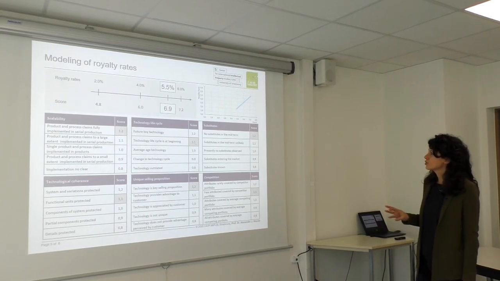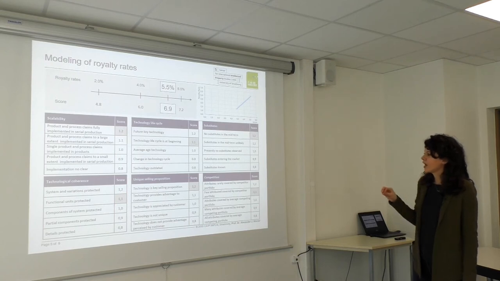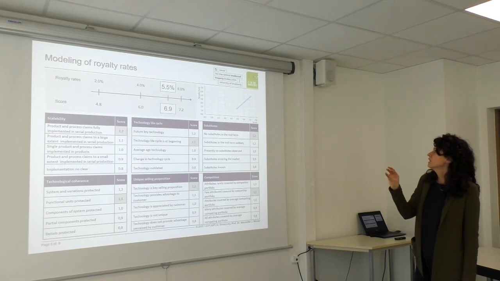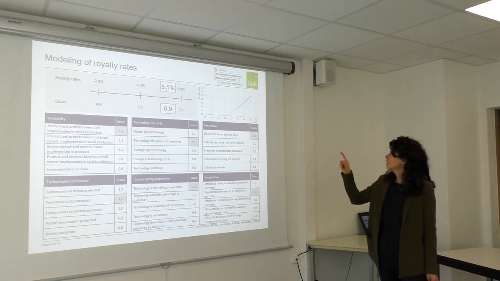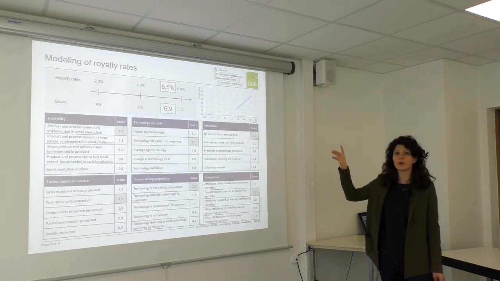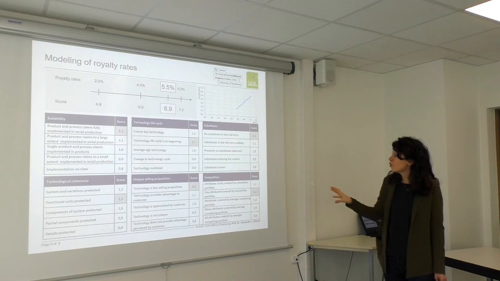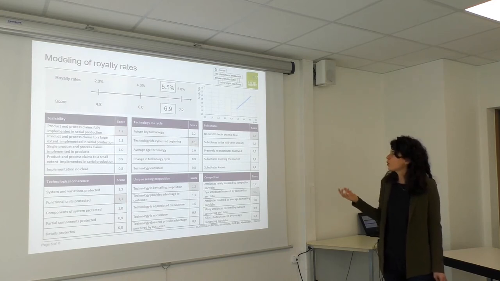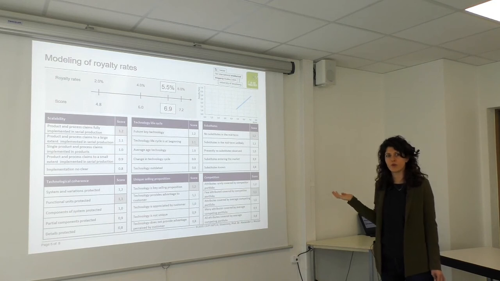This evaluation leads us to an overall score, which is obtained by summing up the individual scores, and we get to this 6.9 overall score. With this, we now go back to our linear scoring model, and we can see that this score is associated with a royalty rate of 5.5. So based on this modeling and this analysis, we can assume that 5.5 is an appropriate royalty rate for the Schneider portfolio.